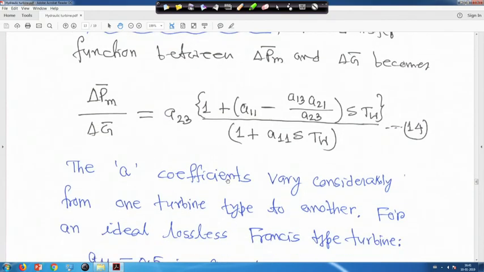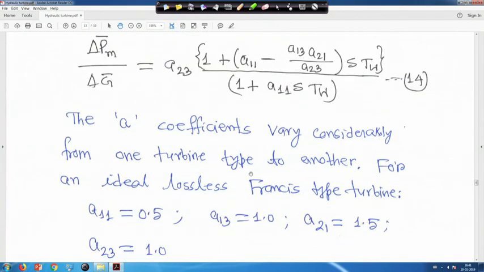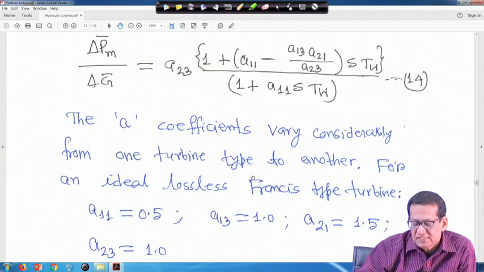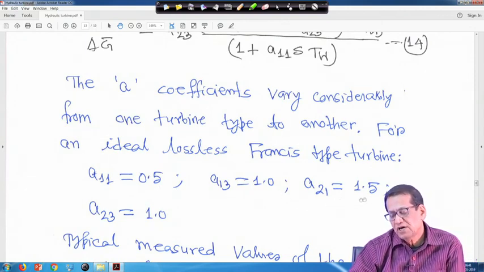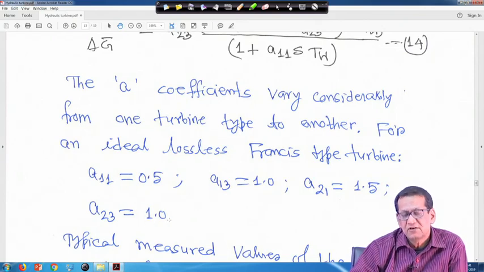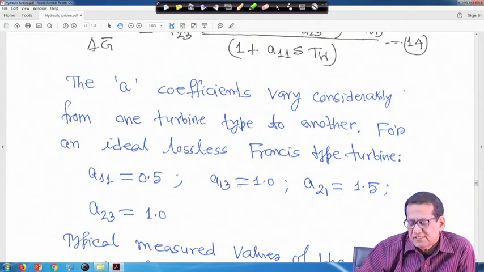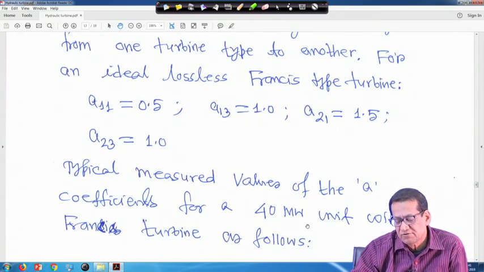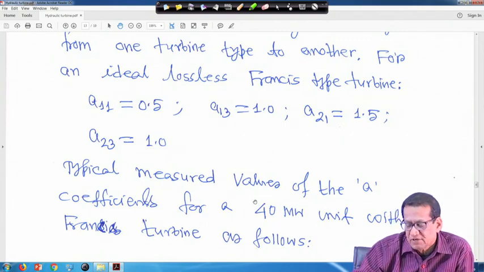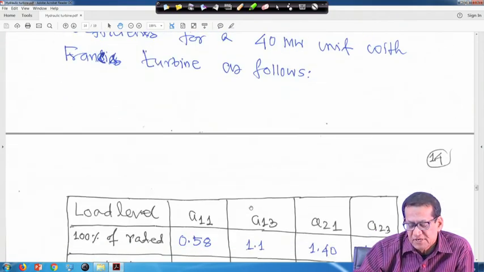The a coefficients vary considerably from one turbine type to another, right. For different types of turbine, these a values may be different. For an ideal lossless Francis type turbine, say a 1 1 is equal to 0.5, a 1 3 is 1, a 2 1 is 1.5 and a 2 3 is 1.0, right. This is simple data I have taken from somewhere. Now, typical measured values of the a coefficients for a 40 megawatt unit with a Francis turbine are as follows. This is some typical measured value I have taken.